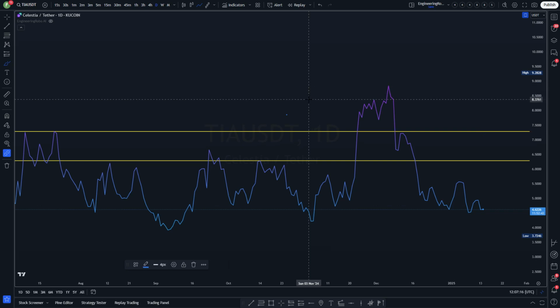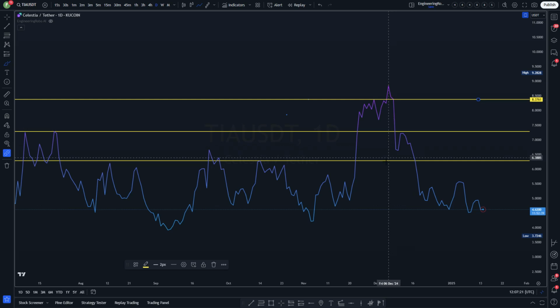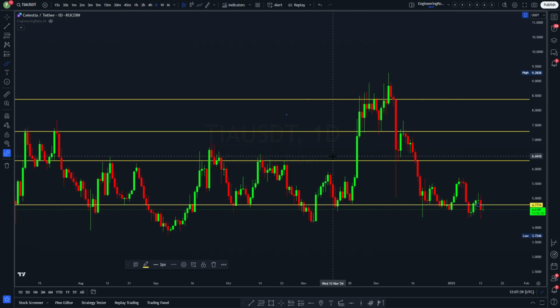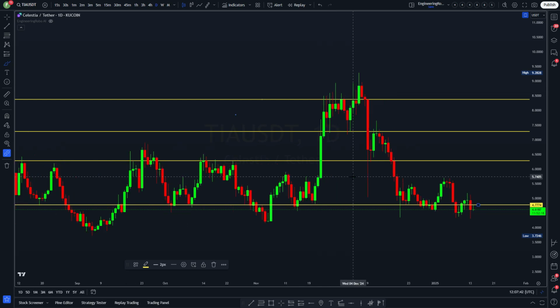Let's put it here just because that top seems like it was more of a fake push up, and potentially around this price point, not too far on from where price currently is at, $4.77. So, okay, let's switch back over to the candles and let's understand what is actually happening.